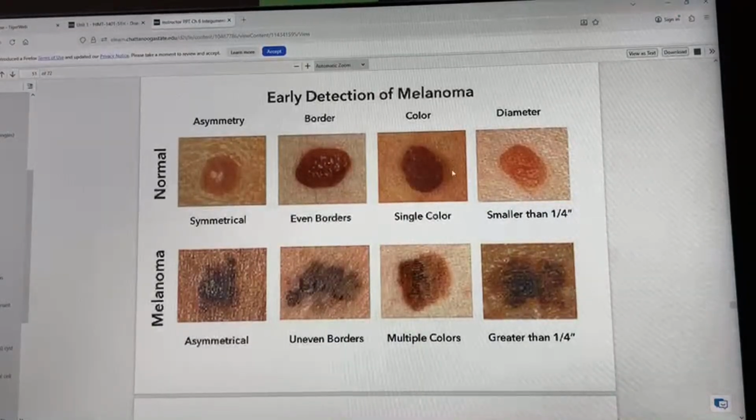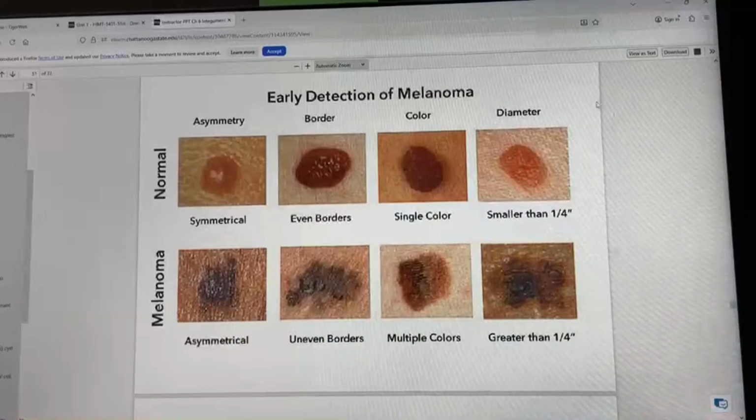Okay, then we have color. So this one is all one color. This is all a kind of brownish color, whereas this one has multiple colors, right? So multiple colors are more likely to be melanoma. Then we have diameter. If it's smaller than 1/4 of an inch, it's most likely normal. But if it's greater than 1/4 of an inch, it's more likely to be melanoma.